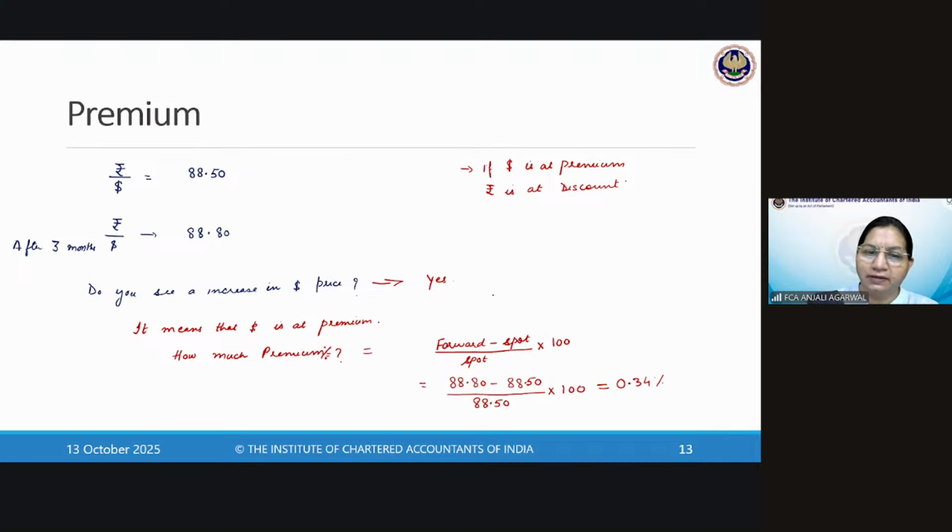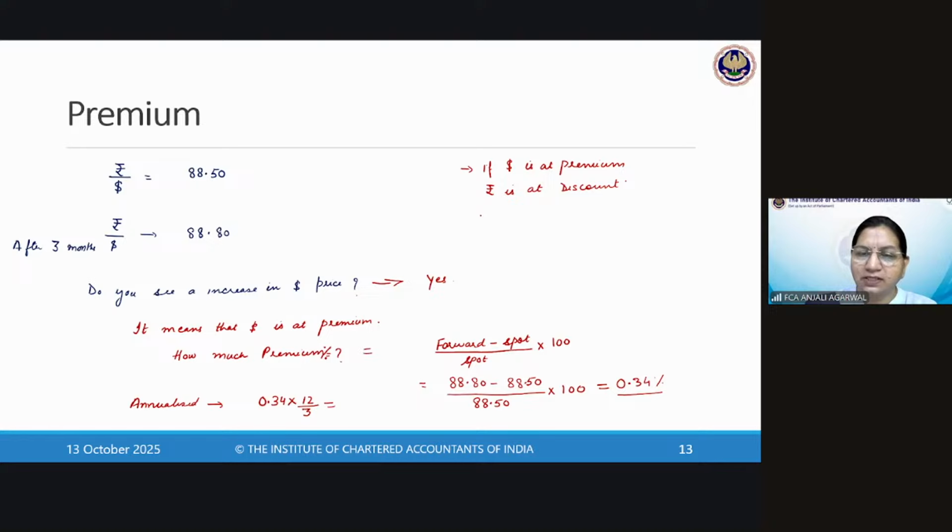Another very important thing here is that the dollar is at a premium of 0.34%, but you can also annualize it. It is only after 3 months. So when you analyze it, 0.34 multiplied by 12 divided by 3. If this is the premium for 3 months, for 12 months the premium would be 4 times the existing, so it will be 1.36%. Perfect, Sandeep. Very good. So if the dollar is at a premium, it also indicates the rupee is at a discount.